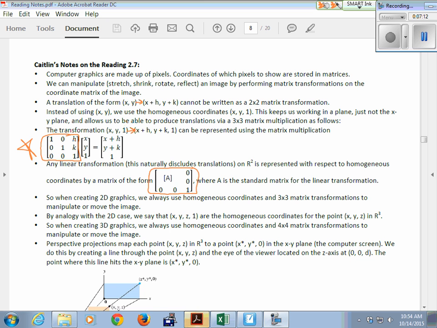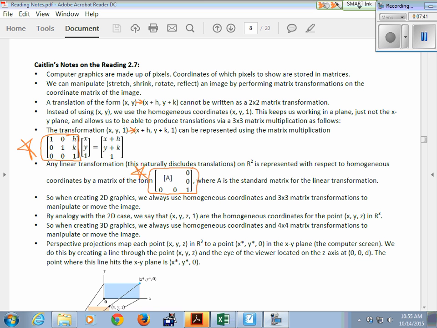So when you're creating 2D graphics, we always use homogeneous coordinates and 3x3 matrix transformations to manipulate or move the image. So this is also a thing you need to have in your notes. Okay. Yes. So therefore the matrix A would be 2x2 because we're dealing with 2-dimensional points on a screen. Yeah. So by analogy, that's the next thing here.